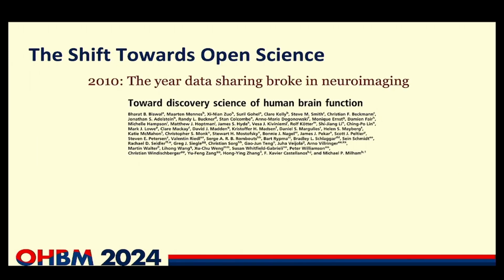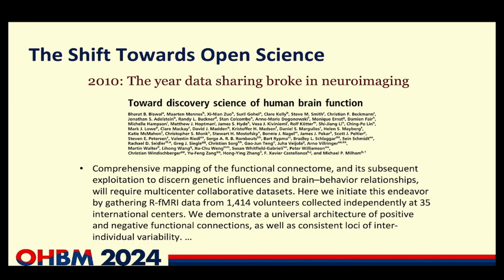So, starting by telling you a little bit about the shift towards open science in the field of neuroimaging in general, I would say that 2010 was really one of the years that data sharing broke in neuroimaging, largely headed by this study by Bharat Biswal, toward discovery science of human brain function. This study was a comprehensive mapping of the functional connectome and its subsequent exploitation to discern genetic influences and brain-behavior relationships. They mentioned in this study that it will require multi-center collaborative data sets.